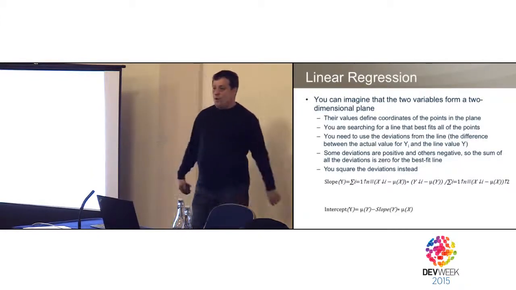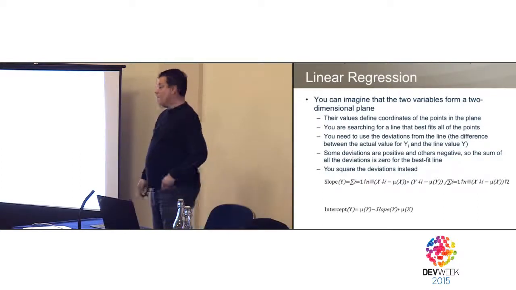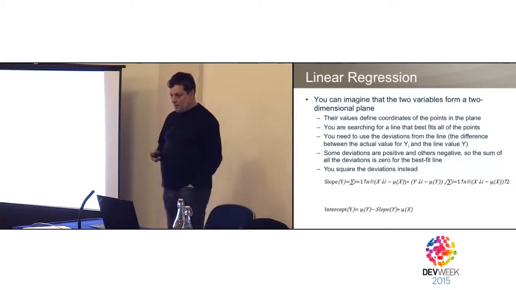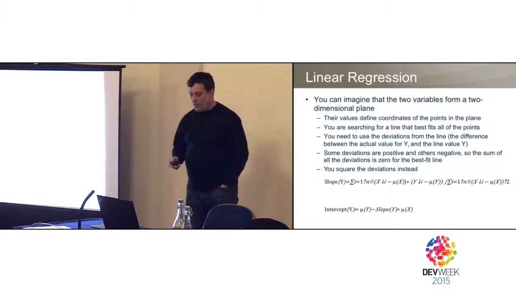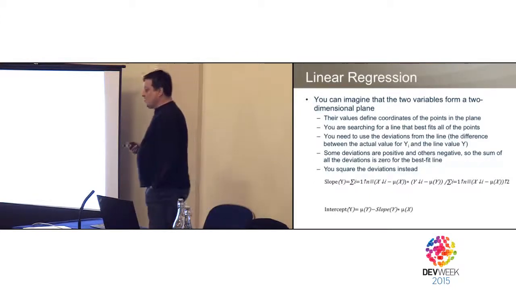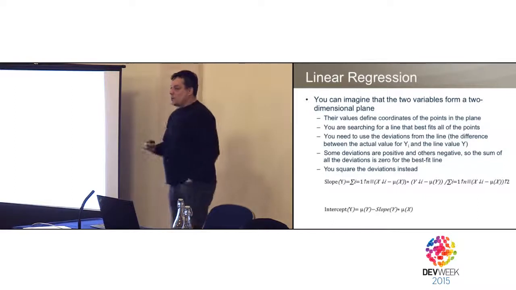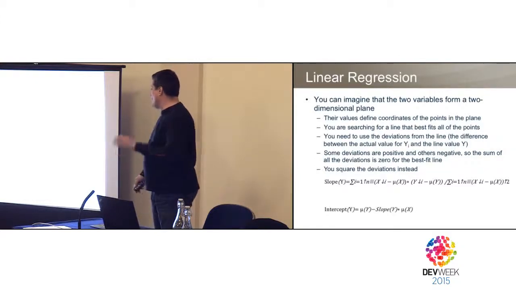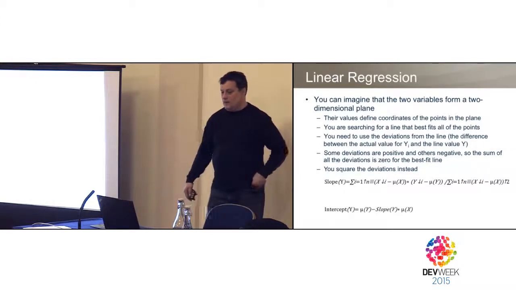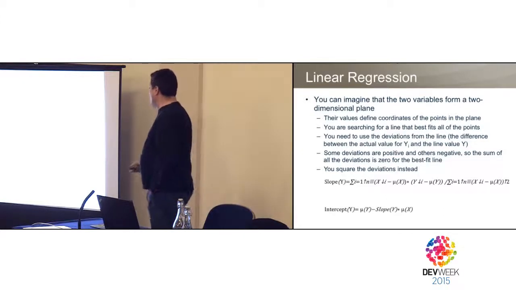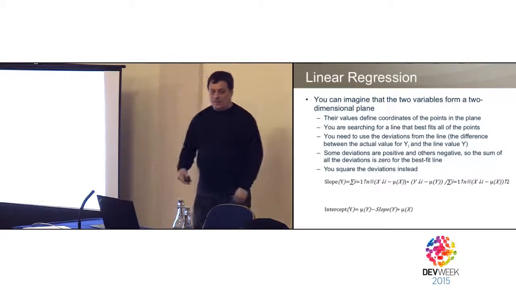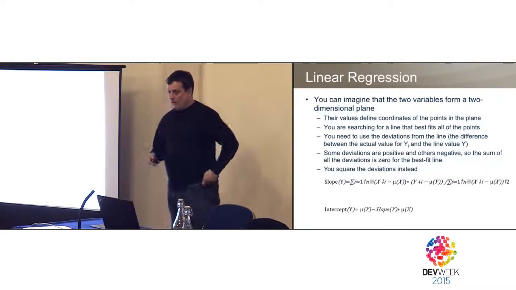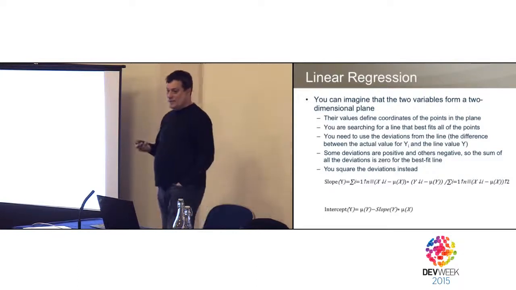Now if you draw these points in a scatter plot, with linear regression you are searching for a line that best fits all of the points. So this is what you are searching for. How do you define the best fit? The points must be all together the closest to the line. Now this is best fit. So you measure the deviations from the line, the difference between the actual value for some point and the line value. You want to minimize these deviations.